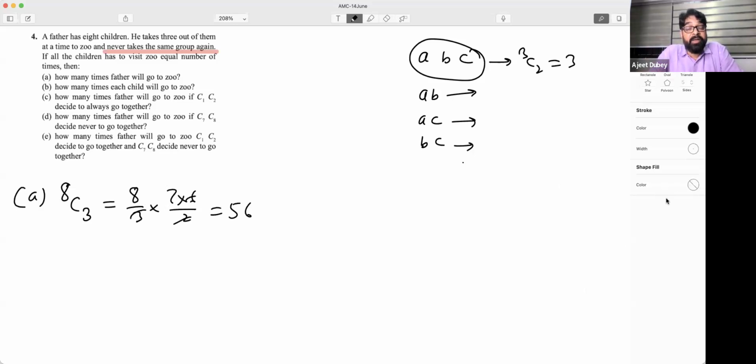Now, can you suggest what will be the answer of part B? Manome, give the correct answer for part B.